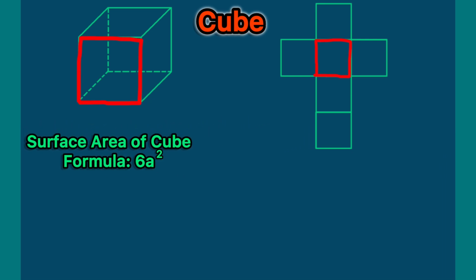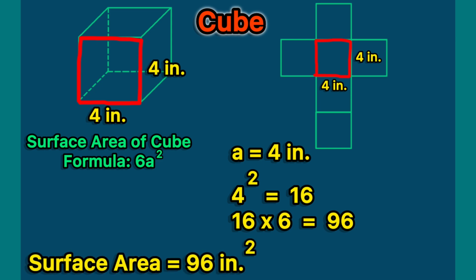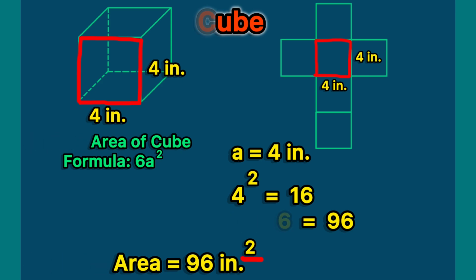The two side measurements of this face are 4 inches. 4 squared equals 16. 16 times 6 is 96. So the surface area of this cube is 96 inches squared. Don't forget to include your units and add the squared symbol.